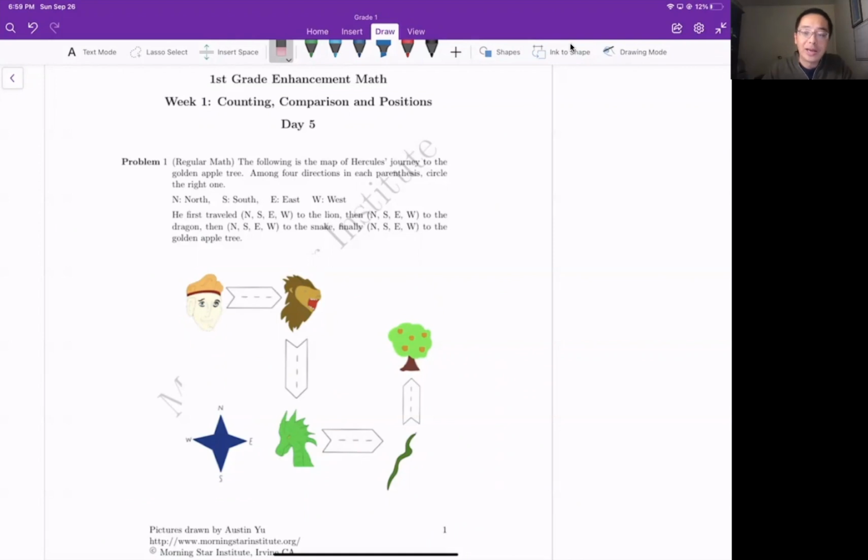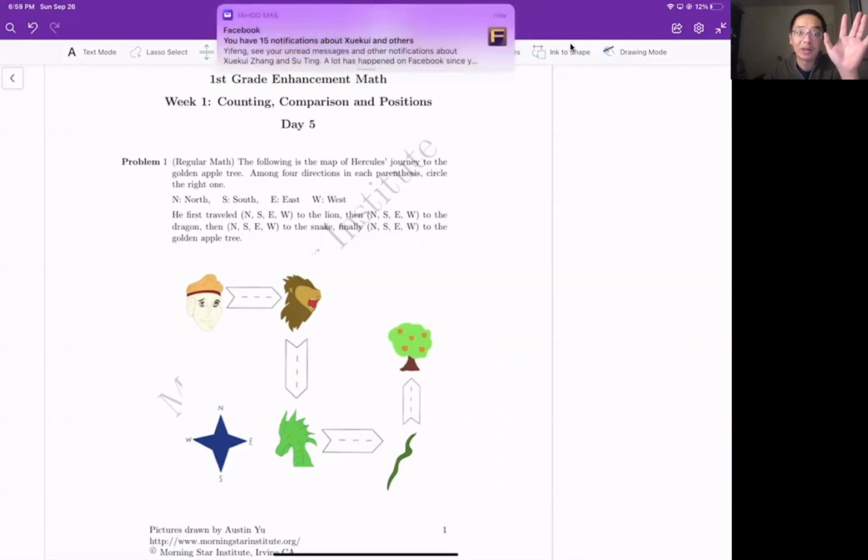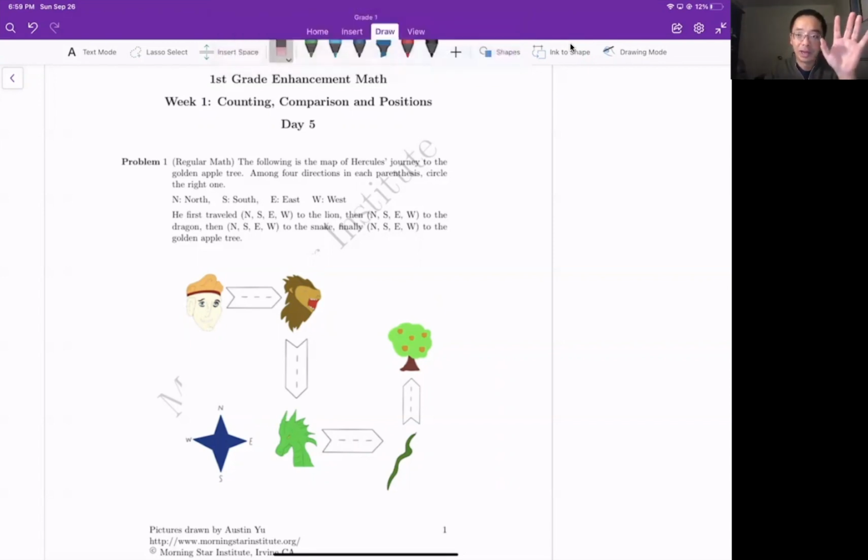A5, question number 1. Here we have a map. The map is the journey of Hercules to find the golden apple tree. First Hercules goes to the lion, and then to the dragon, to the snake, and finally goes to the golden apple tree. What we need to do is to identify the direction.